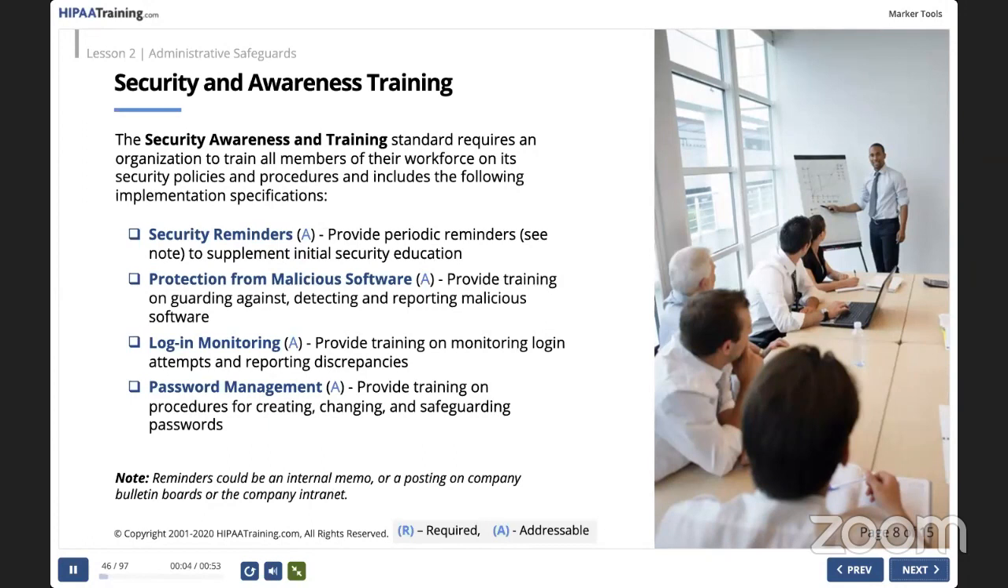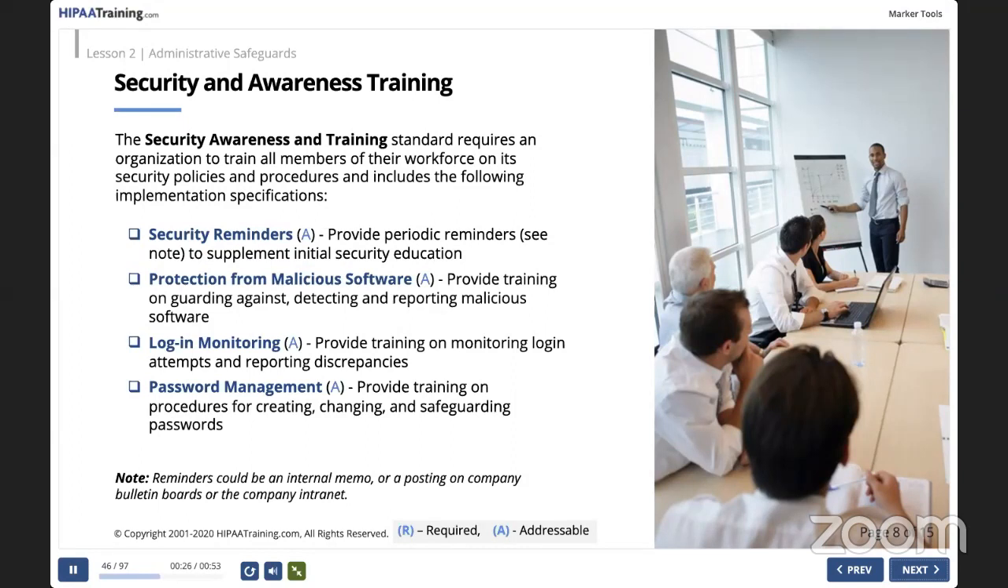Security awareness and training. The Security Awareness and Training Standard requires an organization to train all members of their workforce on its security policies and procedures and includes the following implementation specifications. Security reminders. Provide periodic reminders, see note, to supplement initial security education.